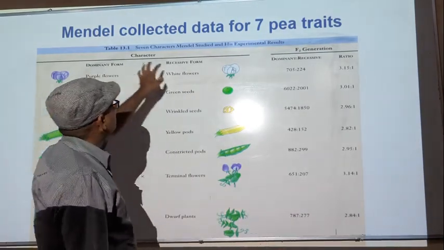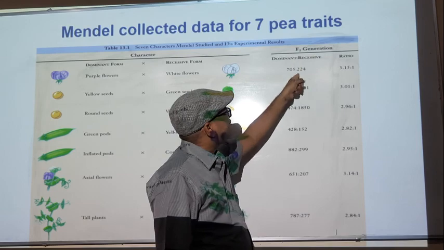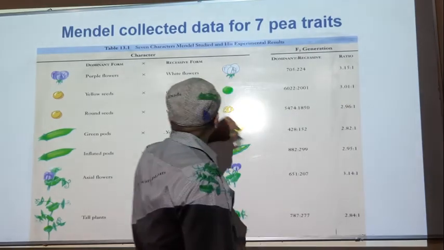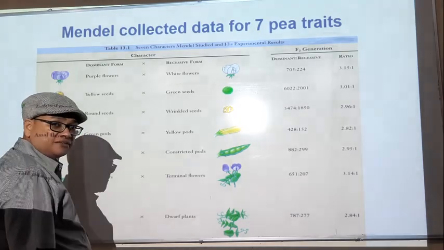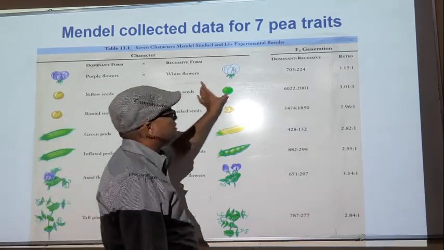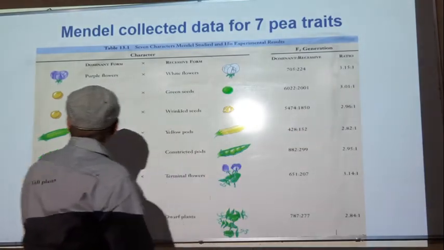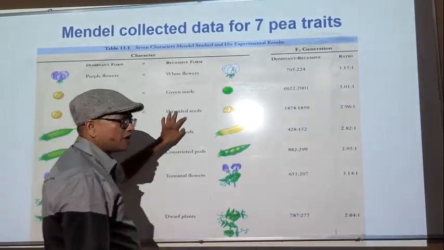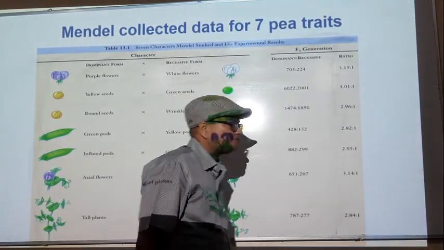Now, when the dominant and recessive forms are crossed together, the ratio of dominant and recessive forms in the F2 generation was 3.15:1. While the yellow seed, that is the color of seed, means color of cotyledon, is the dominant, green seeds are the recessive character, and the ratio was 3.01:1. Round seeds and wrinkled seeds: roundness was the dominant character and wrinkledness was the recessive character, and the ratio was 2.96:1.